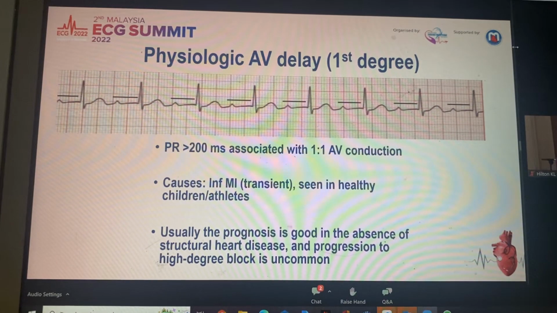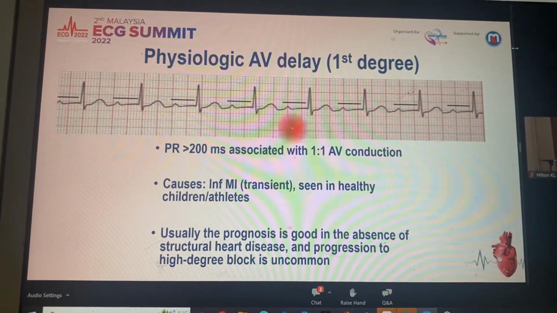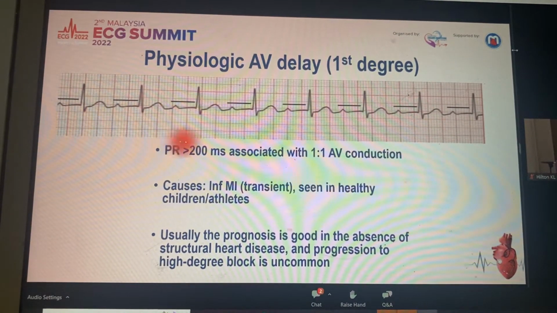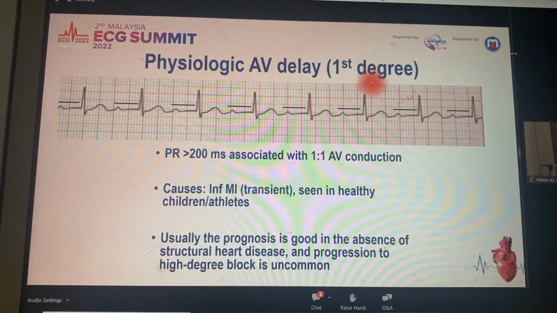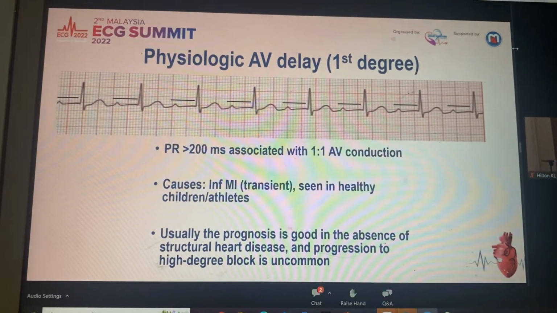The first degree heart block is basically a misnomer. It is just the normal physiology of AV delay. The feature of first degree heart block is a prolonged PR interval, usually more than 200 milliseconds. And bear in mind that in first degree heart block, there must be one-to-one AV conduction. No missed beat in first degree heart block.